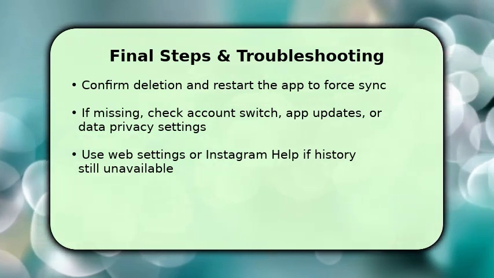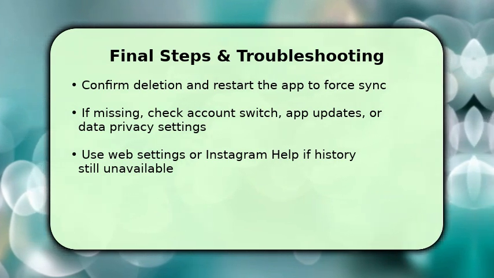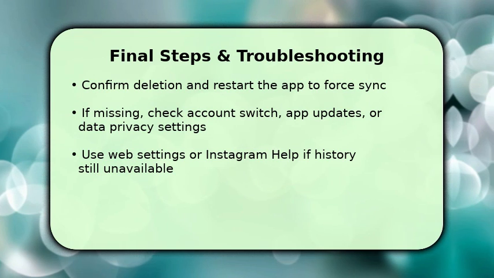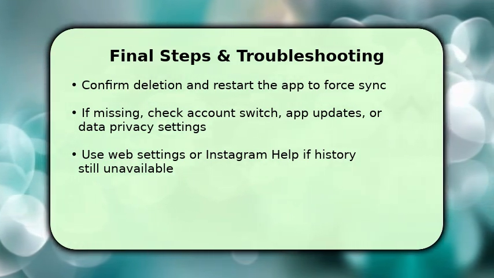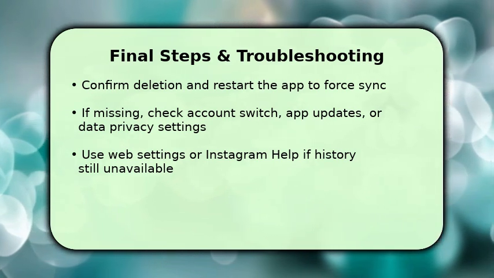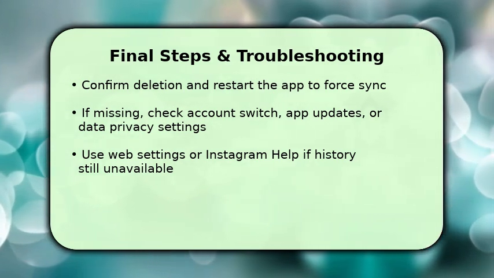If you can't find search history, make sure you aren't viewing a different account and that the app is up to date. Older versions hide some options. If history still appears wrong, check Account Center or Privacy Data Controls because cross-account syncing can affect results.